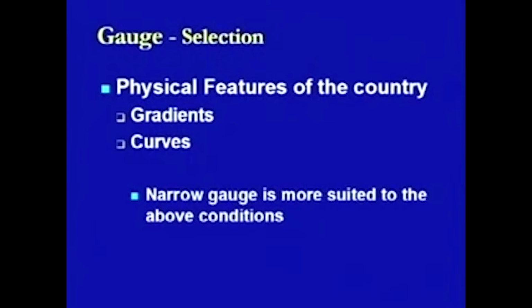What we found is that if we have steep gradients or very extensive, narrow curves, then it's better to go for narrow gauge instead of the broad gauge or the meter gauge. But if the gradients are quite feasible or the curves have a large radius, that is, they are much flatter curves, in that sense we can go for broad gauge constructions.